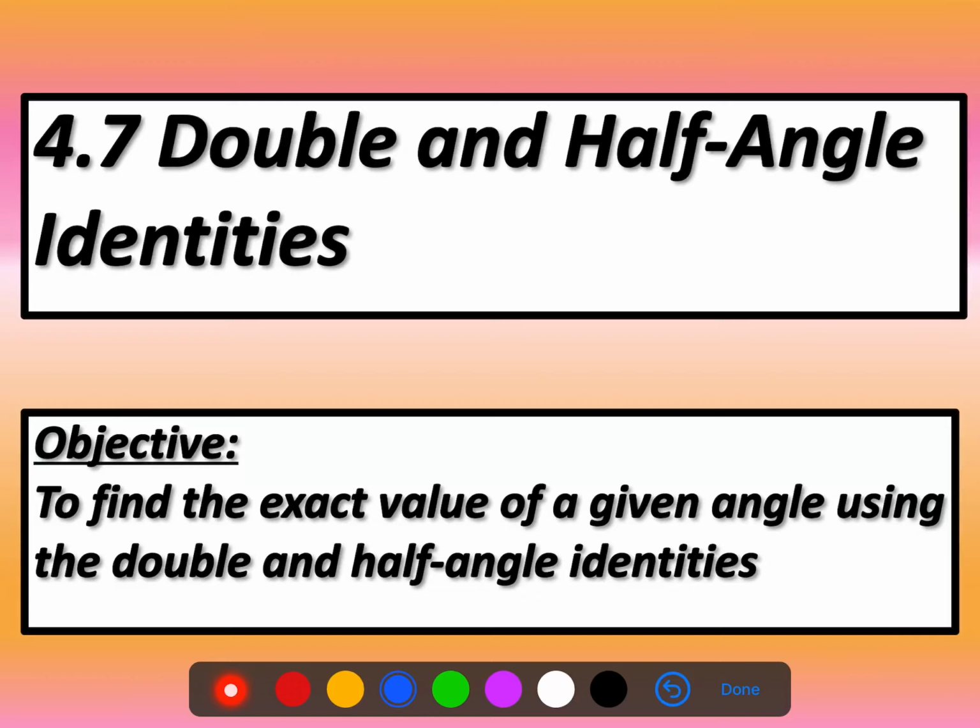Welcome everybody to Unit 4.7. This is our last trig identity lesson. This is double and half angle identities.